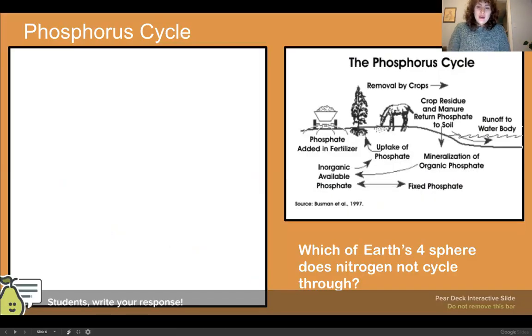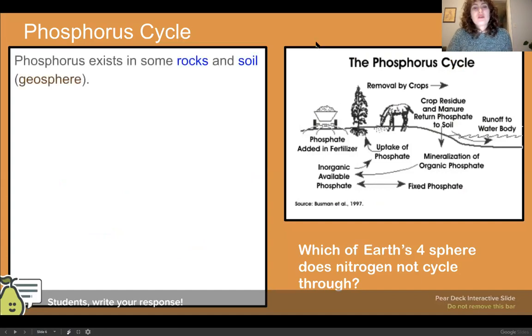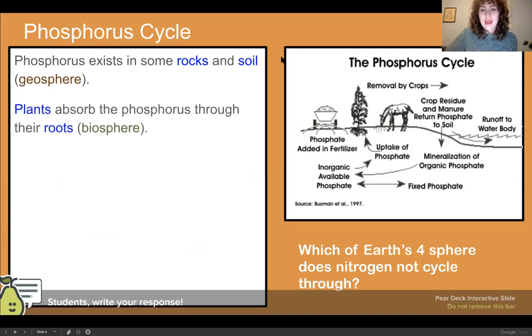Okay, so how does the phosphorus cycle work? Well, phosphorus mostly comes from rocks and soil, so the solid non-living parts of Earth can contain a lot of phosphorus in them. So it starts off in the geosphere. And from the soil or the rocks where it came from, plants are able to absorb this element along with water in their roots. The phosphorus can move from the geosphere to the biosphere relatively easily.